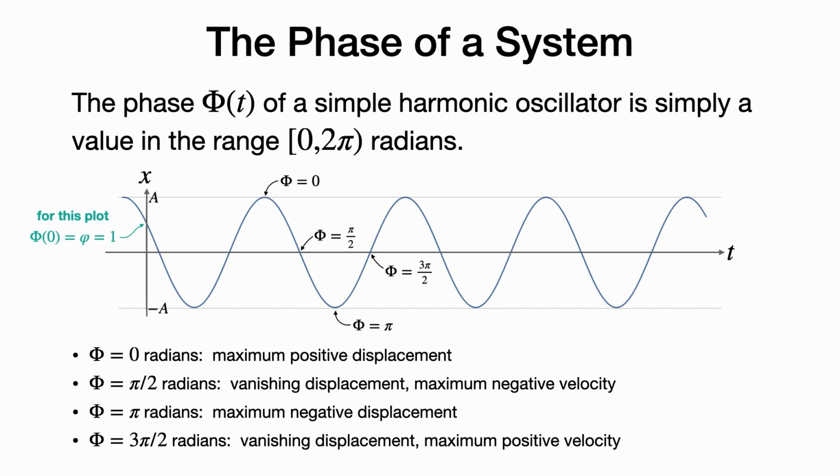The phase constant, little phi, is the value of the phase at t equals 0. For this plot, we have chosen a value for the phase constant of 1 radian.